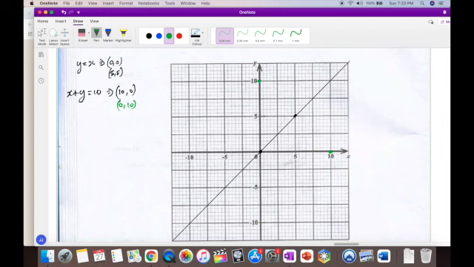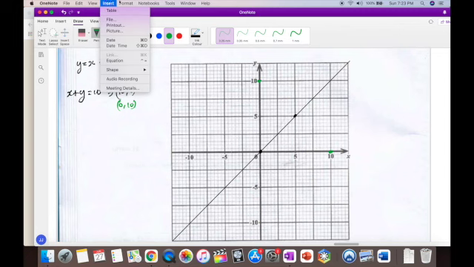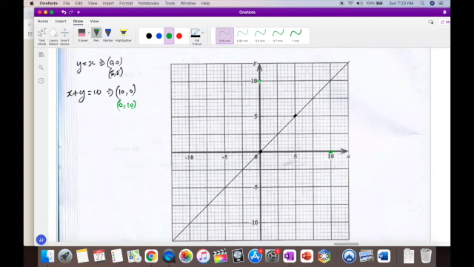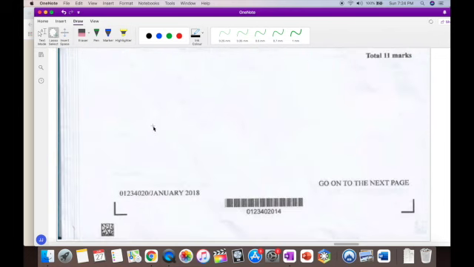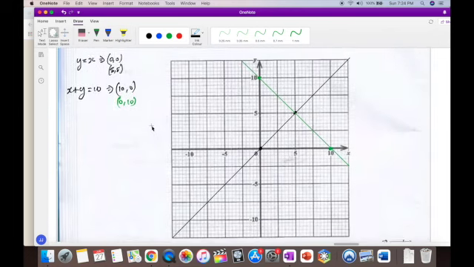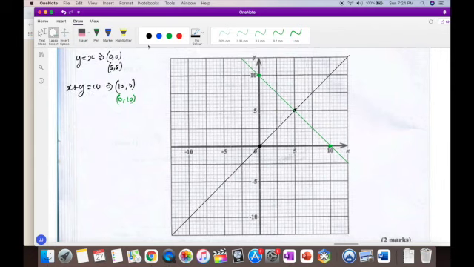So you see, to get 2 points, it doesn't really require any big set of working. You just have to use the equation as easily as you can. Let's draw another line here to represent that, and let me lengthen that line there. Right, so now we have our two lines: y is equal to x, and x plus y is equal to 10.